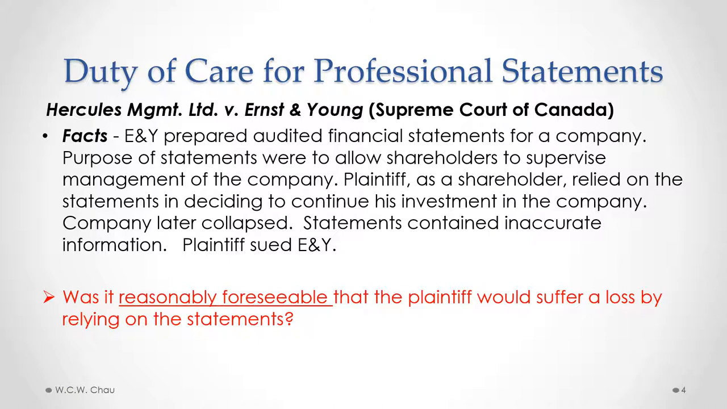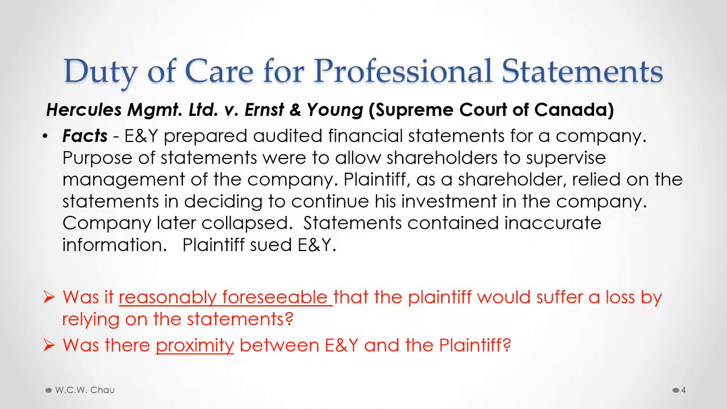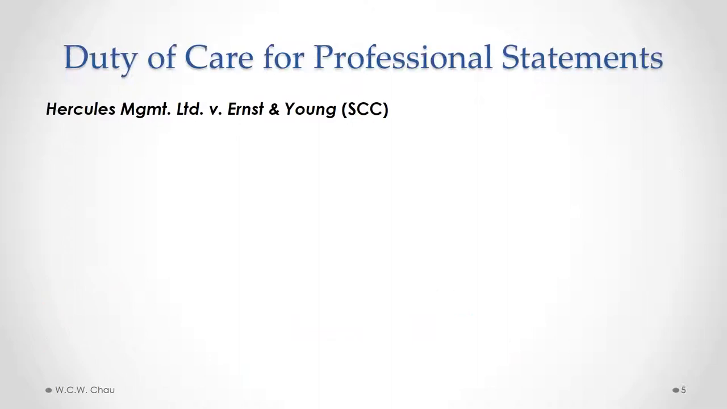Some of the questions considered by the court were, the first, was it reasonably foreseeable that the plaintiff would suffer a loss by relying on the financial statements? And the second question, was there proximity between EY and the plaintiff? In determining reasonable foreseeability, the Supreme Court gave some very specific guidance on what to look for to determine whether or not there was reasonable foreseeability.